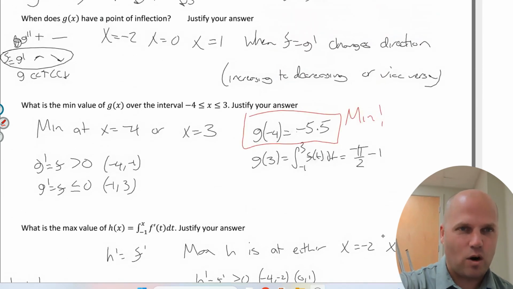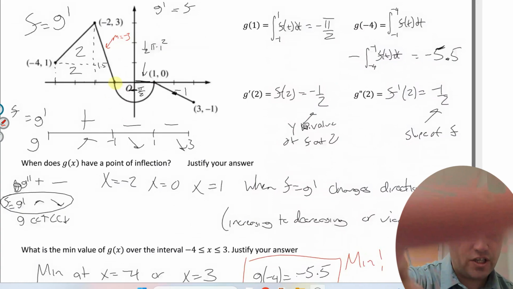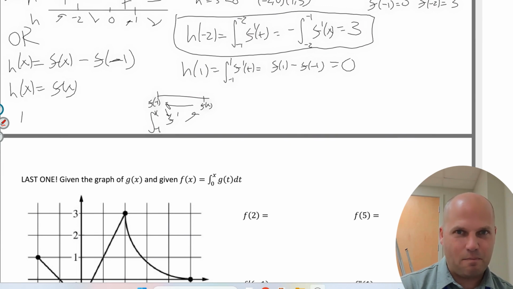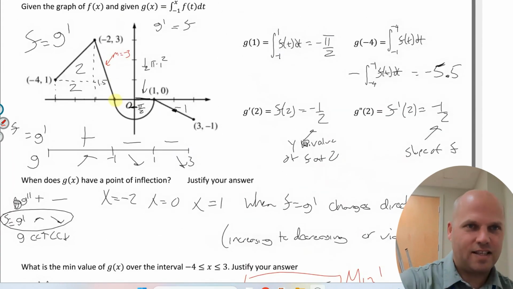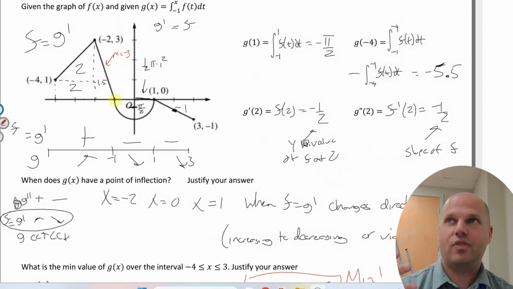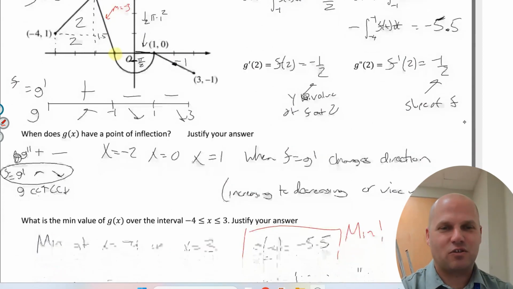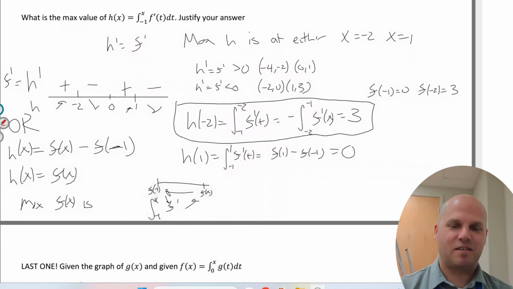F of -1 is 0. So it turns out you could say h of x equals f of x, and then you could say the max of f of x is -2, 3. That's the max, literally you're looking at the function, which we've never done before because it's so easy. But since we've looked at derivatives so much, this might be different.